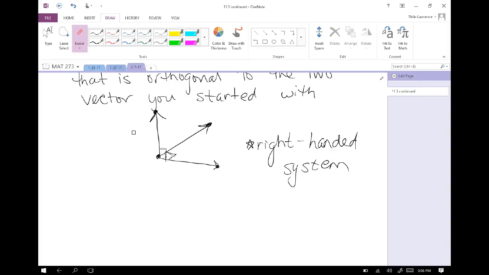So I need to make sure that when I curl from U to V, I'm going to say this one is U, and this one is V, and then this one is going to be U cross V in a right-handed system. So if you start at U and you curl towards V, your thumb points up. That's why U cross V is up. Start at U, curl it towards V, thumb's pointing up.